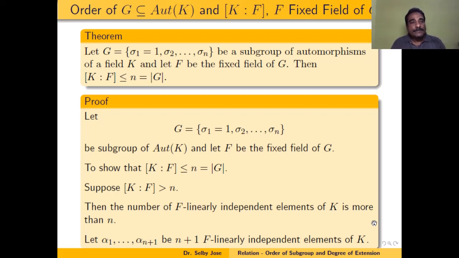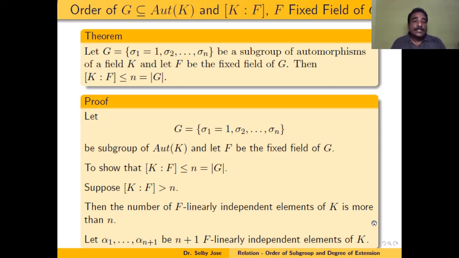What we want to prove? To prove that the degree of extension K over F is less than or equal to n, where n is equal to the order of the group G. So we prove by the contradiction method. Let us assume that the degree of extension K over F is greater than n. Then the degree of extension K over F means what? It is the same as the dimension of K as a vector space over F.